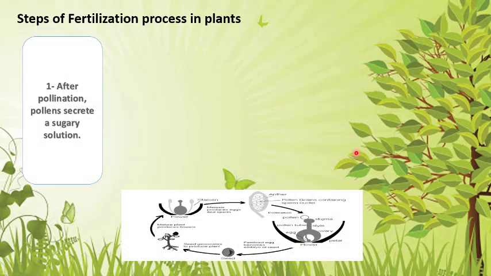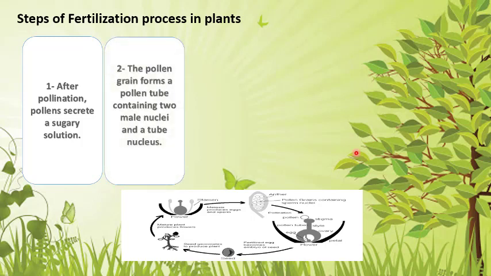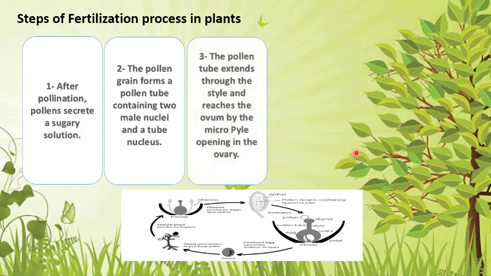The first step is, after pollination, the pollen secretes a sugary solution. Number 2, the pollen grain forms a pollen tube containing 2 male nuclei and a tube nucleus. Number 3, the pollen tube extends through the style and reaches the ovum by the micropyle opening in the ovary.